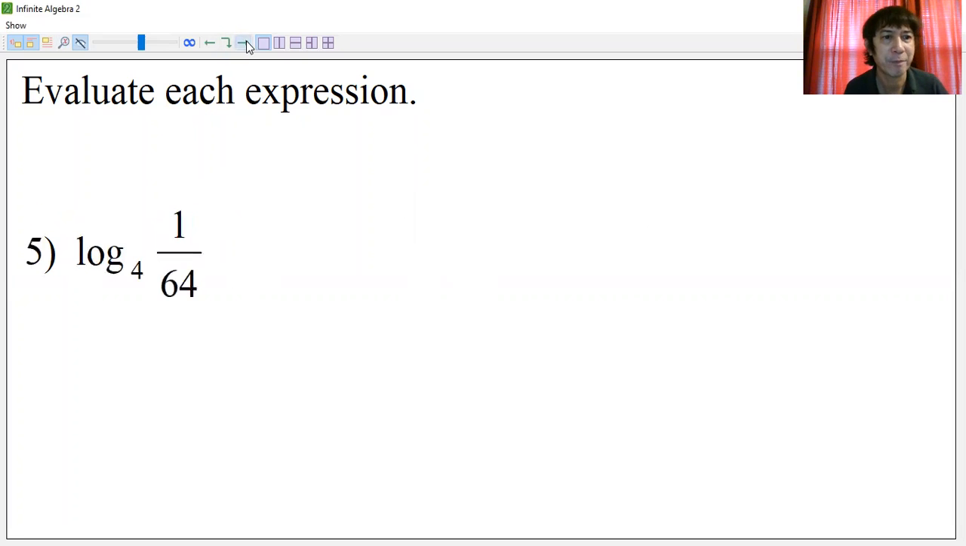Let's have number 5. Okay, you have logarithm of 1 over 64 base 4. Now, the technique here in this type of problems is to recognize the numbers involved. And you see 64 can be expressed as powers of 4. And why are we doing that? Because we're after this 4 here. The moment we have something like 4 raised to something, then that something is the answer. All right, so we can actually start the solution.